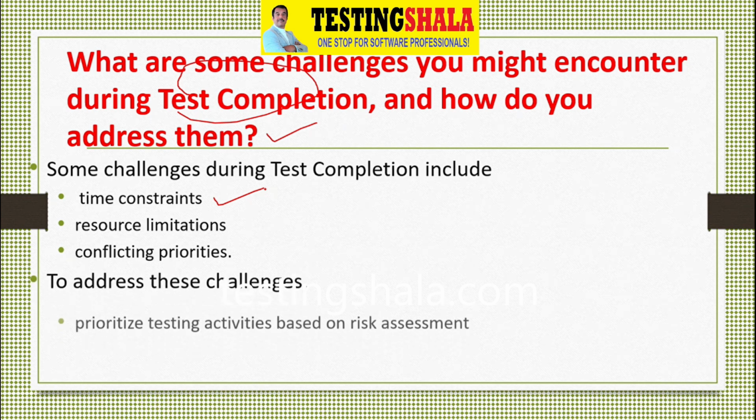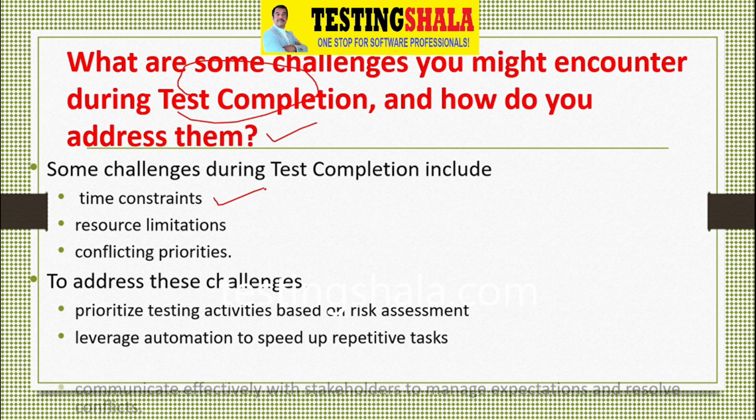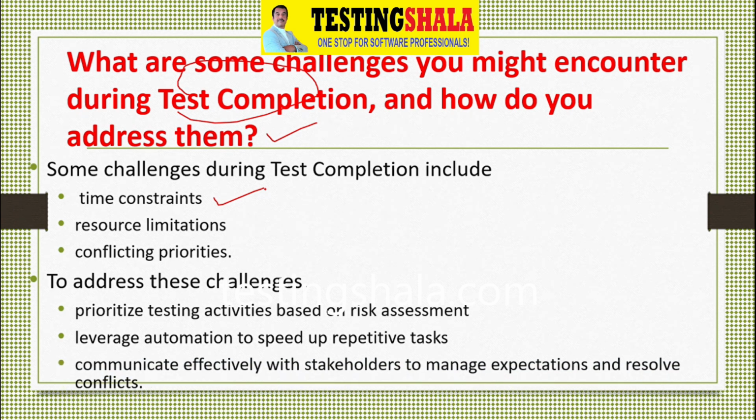And how we want to address the challenges is, as we discussed earlier, we have to do risk assessment for prioritizing testing activities. We should leverage test automation as well, especially for repetitive tasks. And we have to communicate effectively with the stakeholders, managing their expectations and resolving the conflicts, so that we can come up with the right test completion.